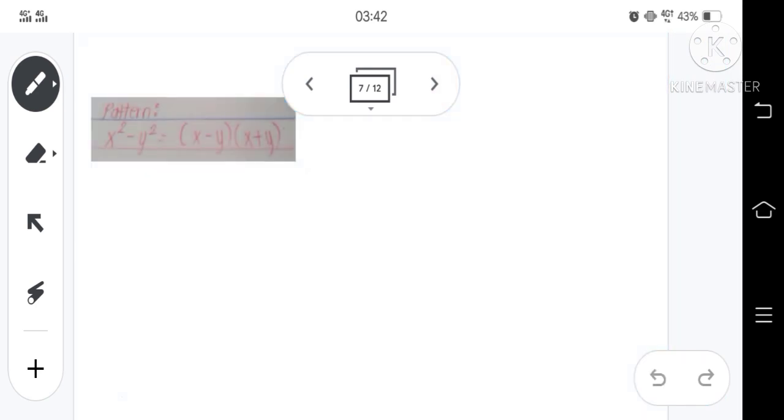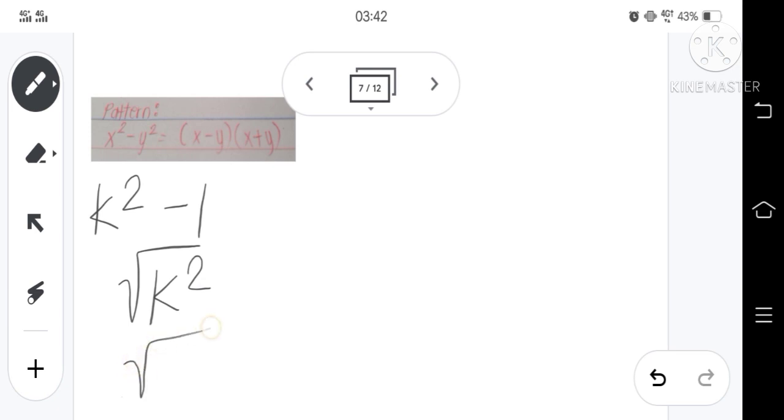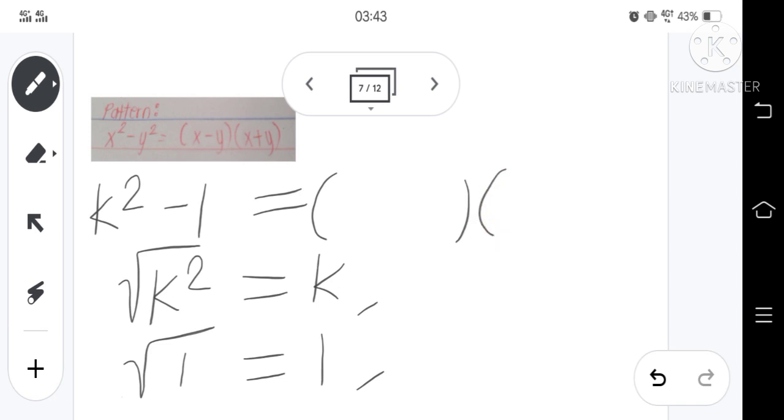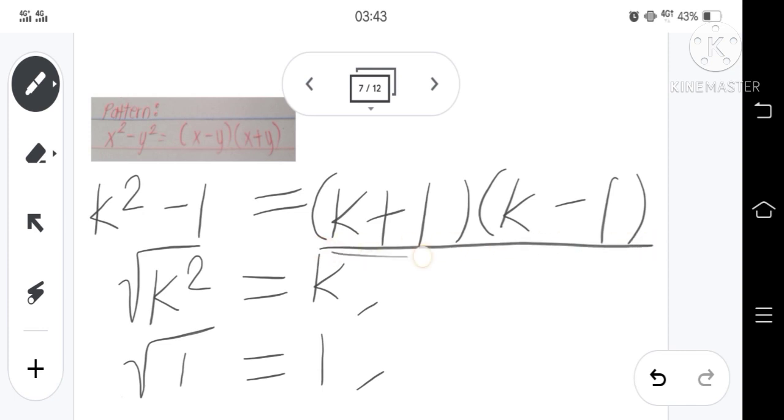Another example. What is the factored form of k squared minus 1? Now, for the solutions, we need to find the square root of k squared and the square root of 1. And the square root of k squared is k, and the square root of 1 is 1. Now, our two terms are k and 1. Therefore, the factored form of k squared minus 1 is the sum and difference of k and 1. This is now our final answer.